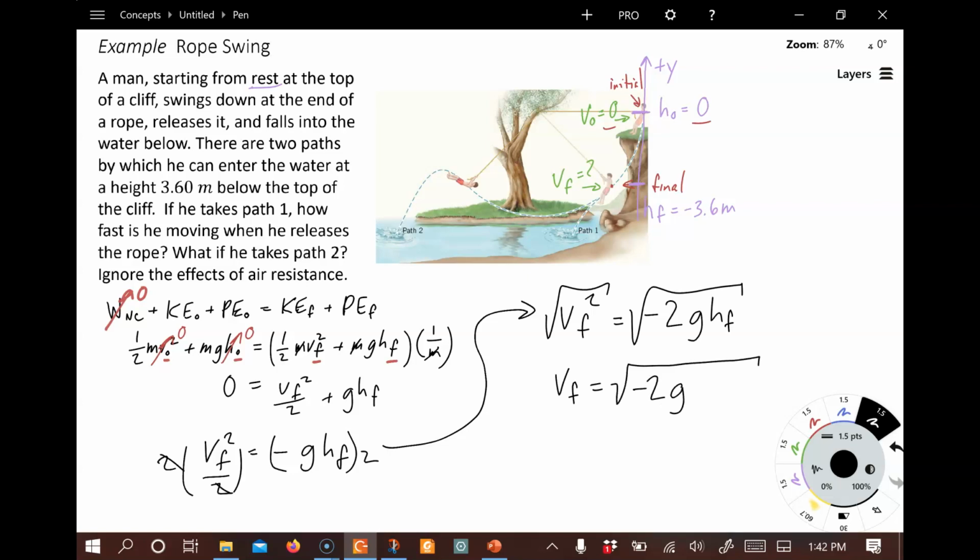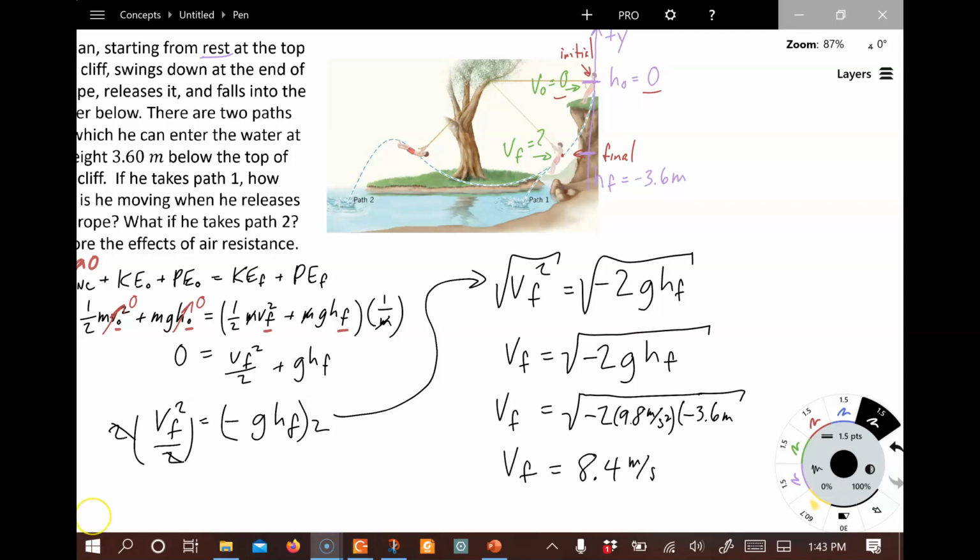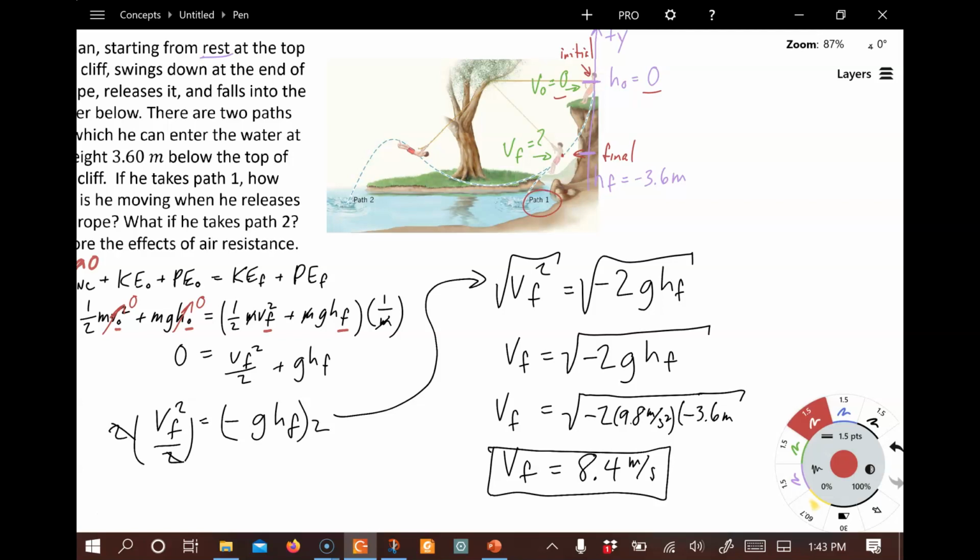You might be wondering about that negative sign under the root. Can't have negatives, right? That's okay. Once we plug in the value for h final, it's negative. That's going to cancel it. So that's how we know we did this right. And when we plug this into our calculator, we get an answer. It comes out to 8.4 meters per second. And of course, this was path 1.